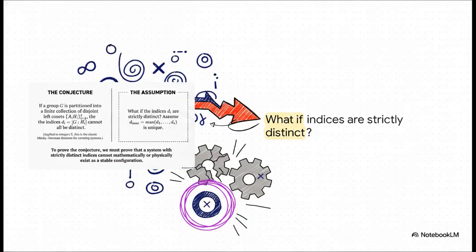The source material introduces this rogue assumption to put the conjecture to the test. What if the indices strictly are distinct? Like, what if the maximum index is entirely unique? Basically, this is the bad data we are intentionally feeding into our mathematical stress test to see exactly how and why it completely breaks the machinery.